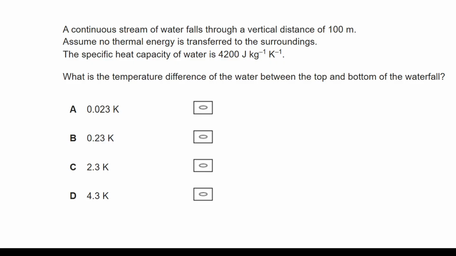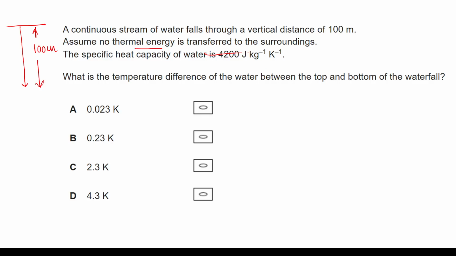Okay, let's just do this question then. Pause and do it yourself, but I'll be doing it. A continuous stream of water falls through a vertical distance. You know me, I always tell you the same thing. Draw the diagram. So the water is falling through a height of 100 meters. Assume no thermal energy is lost to the surroundings. The specific heat capacity of water is 4200.